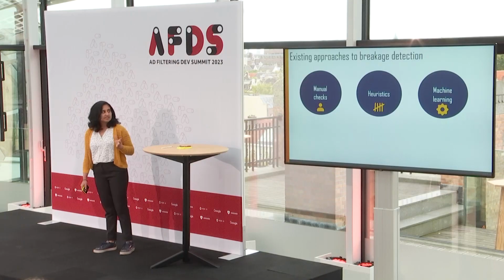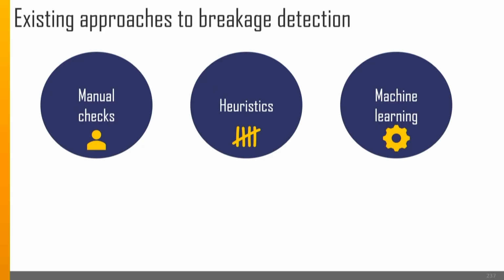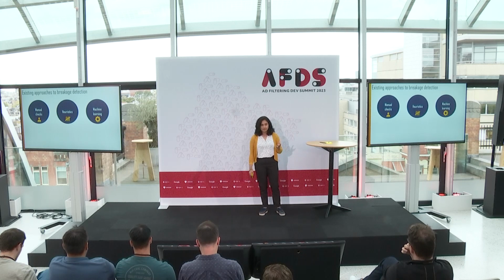So if you look at the existing approaches to breakage detection, it can be broadly categorized into three. You have the manual checks, which is what a lot of the filter list maintainers do, which is go to the website and check. The second thing is heuristics. So you have some works that try to count, for example, the number of ads and non-ad elements with and without the filter list, or they count the number of network requests that occur, or they try to visually compare screenshots of a web page before and after applying a filter list. And then finally, you have machine learning based solutions.